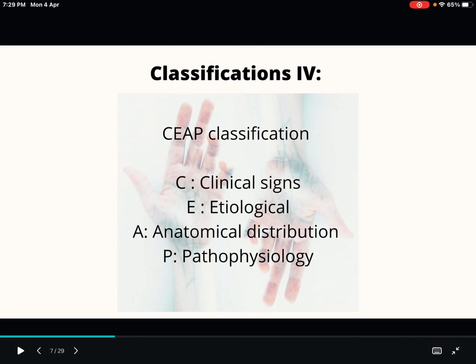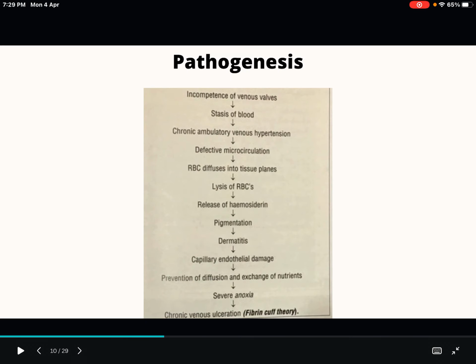So that's it. And coming to the pathophysiology classification, PR for reflux, PO for obstruction, PR,O for reflux and obstruction, and PN for no venous pathophysiology identified. So N is no, and the remaining you can just correlate. So this is the CEAP classification. This is the classification now widely used, and it is having the entrance point of view also. It is very important. So let's move on.